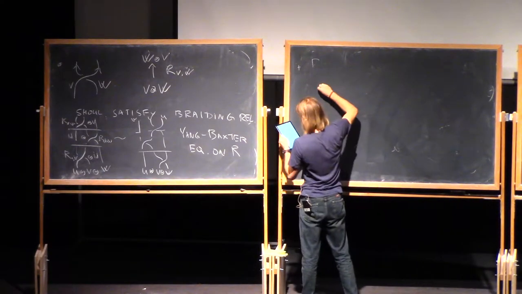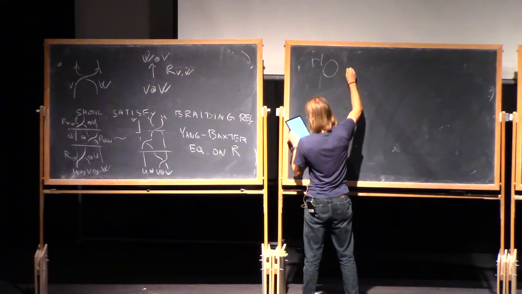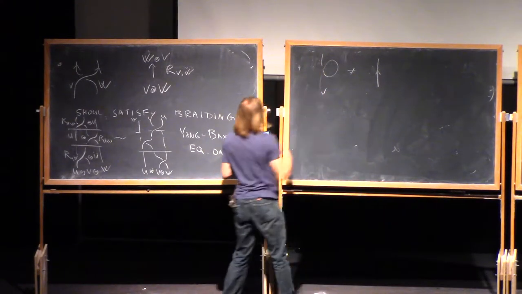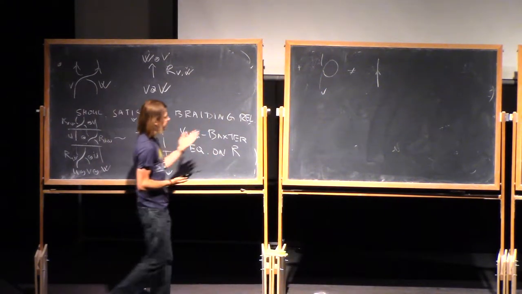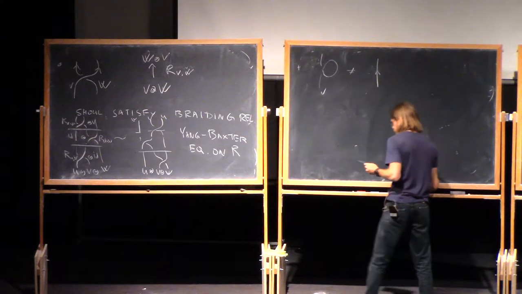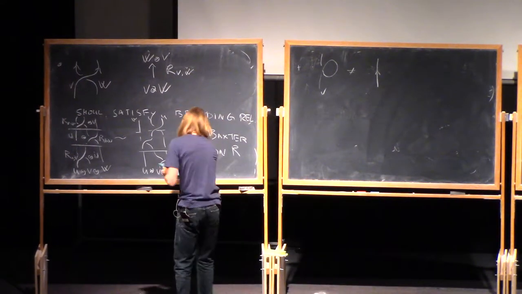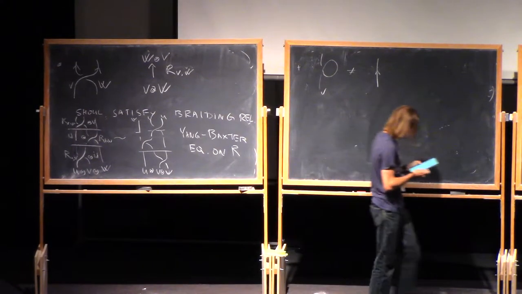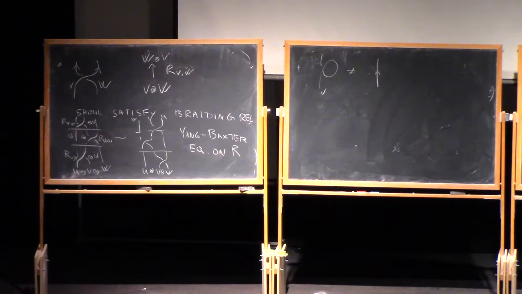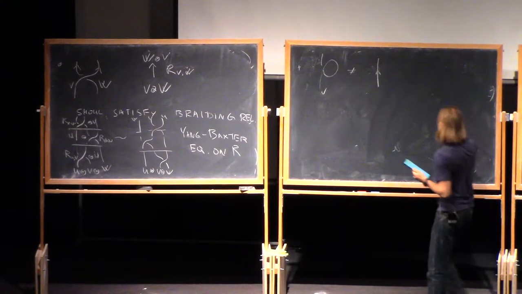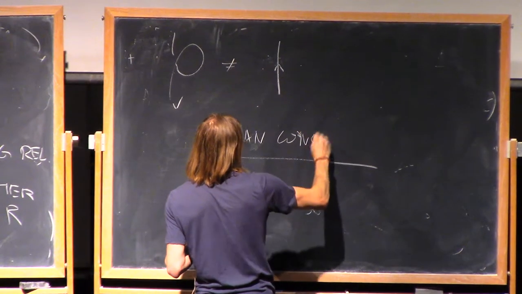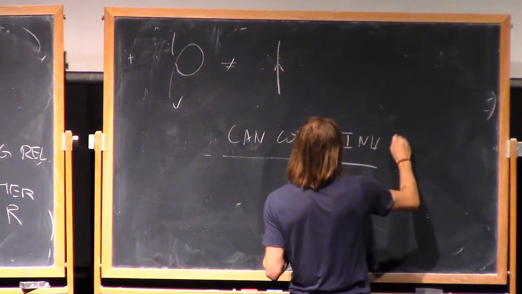But note that there is no relation which tells us that this should be the same as this. So if you construct using this data, we construct invariants of framed links, not unframed links. Any questions? So, how do we, using this structure, construct invariants of framed links?